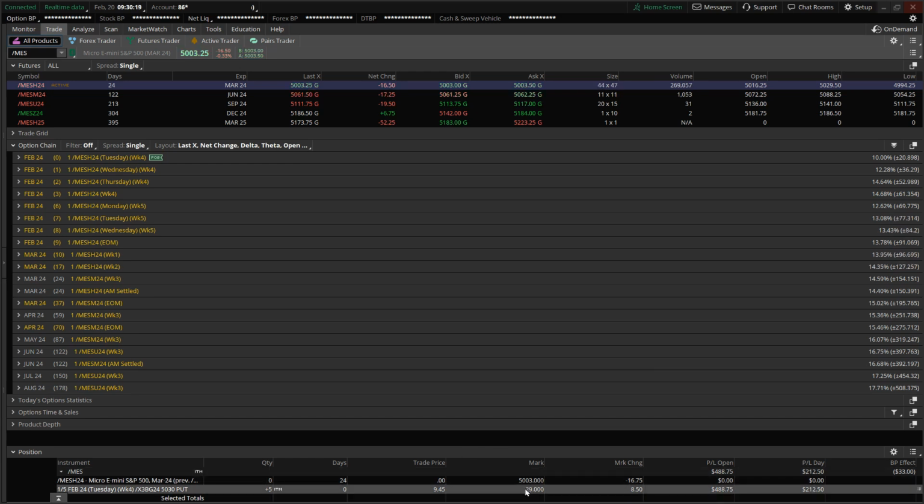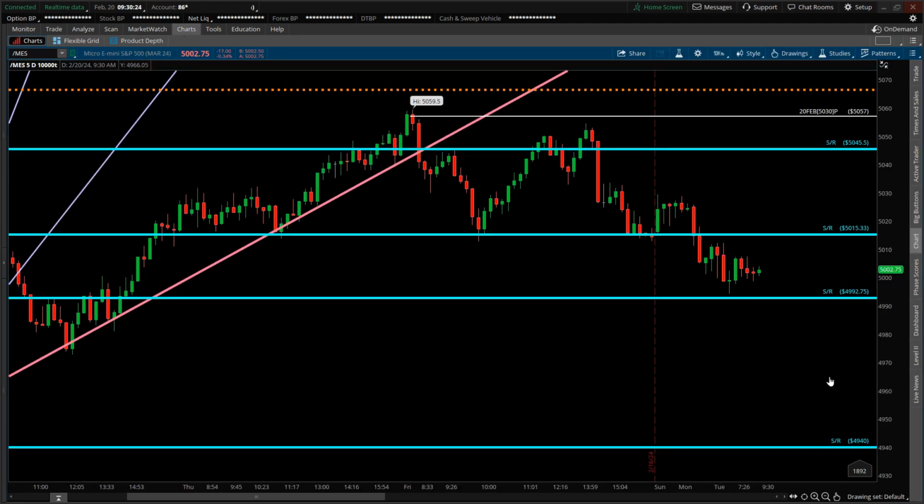But I am looking to see if I can close this out sometime this morning. If price falls below 49.92, I'd like to see if I could close that around 49.80 or 49.70. Otherwise, price may try to come up, retest 5,015, or may continue ranging sideways. So I'll go ahead and pause it here, but at the same time, what I'll do is I'll place an order just to gauge price action.